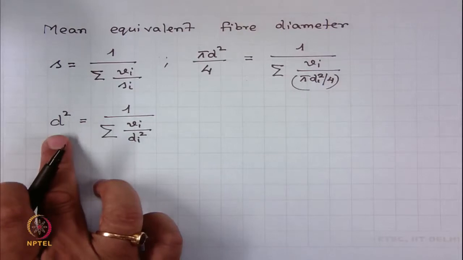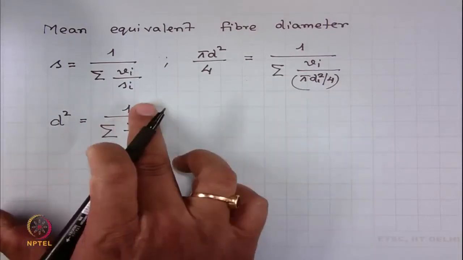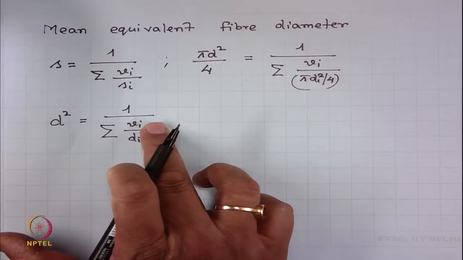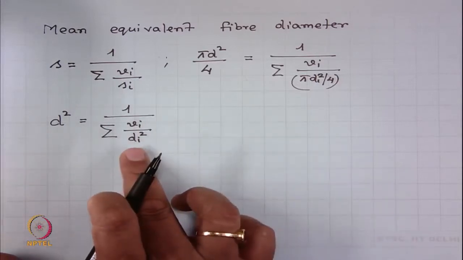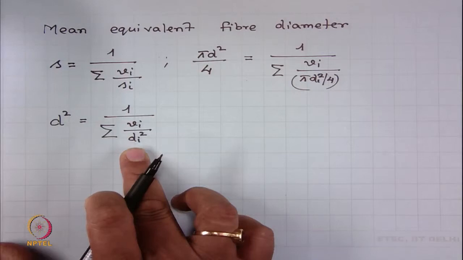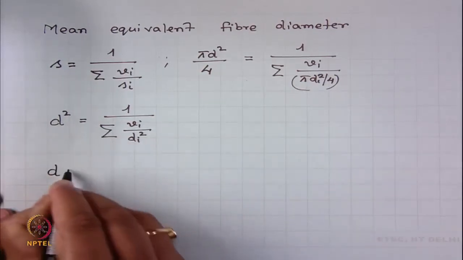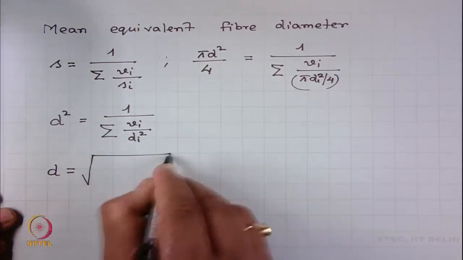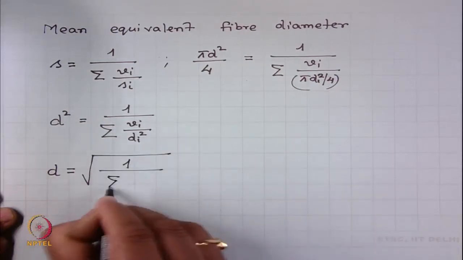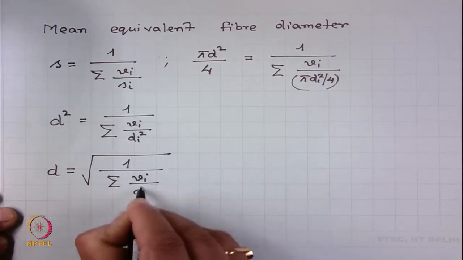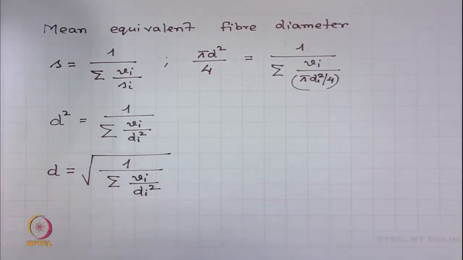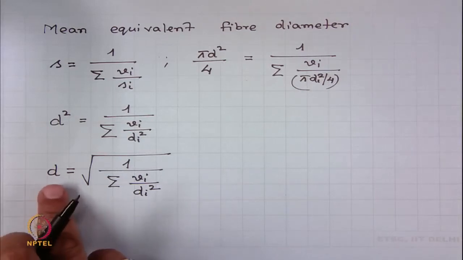So, square of mean equivalent fiber diameter is equal to 1 divided by summation of volume fraction of ith component by square of fiber diameter of ith component. If we take the square root, we obtain mean equivalent fiber diameter, 1 divided by the square root of summation of volume fraction by d_i squared. So, this is the expression for mean equivalent fiber diameter in the blend.